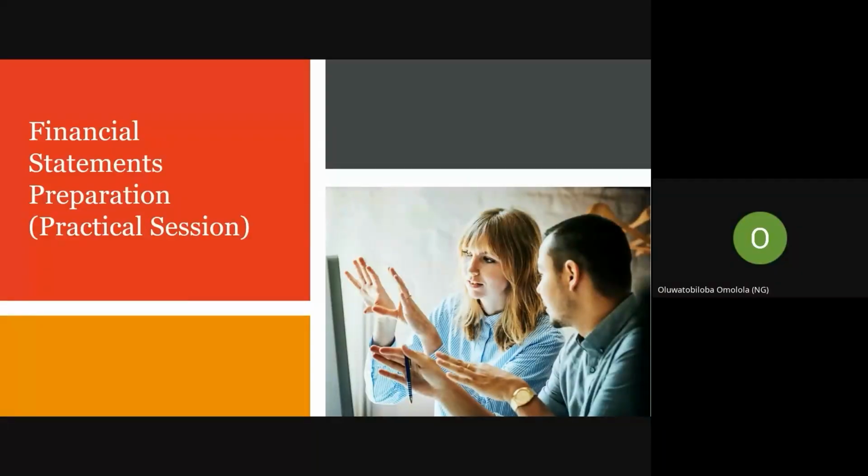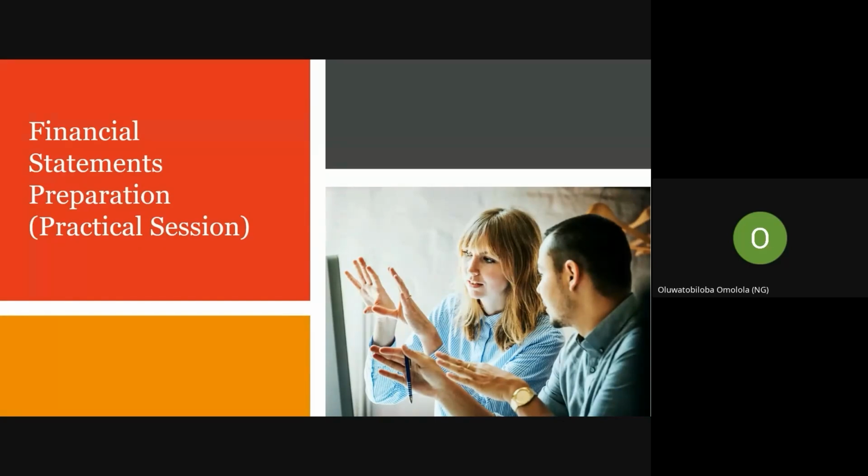A financial statement is the summary of financial activities for an organization. That's what a financial statement is. So I'm just going to be using layman's language mostly throughout this training because I know that there's a mix of people.